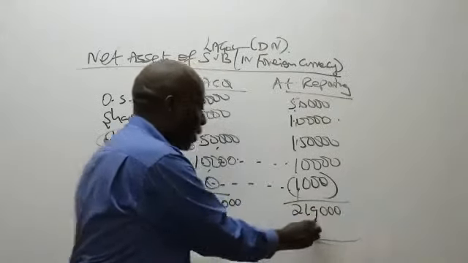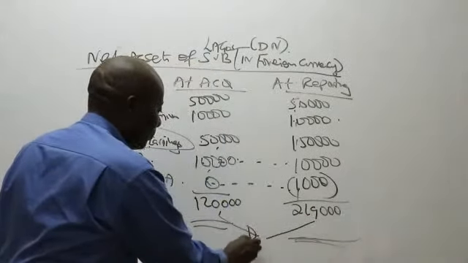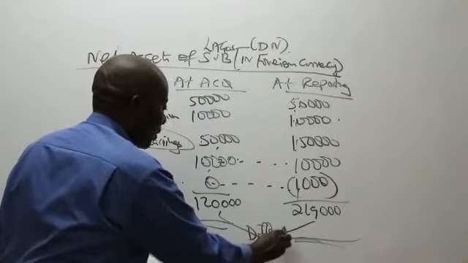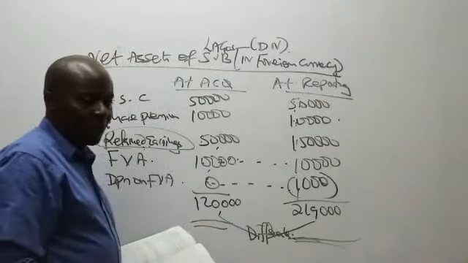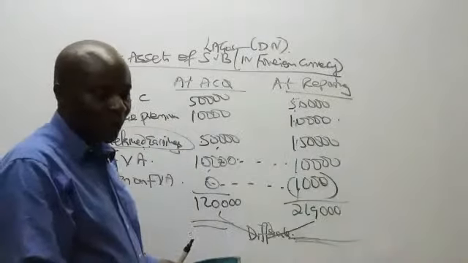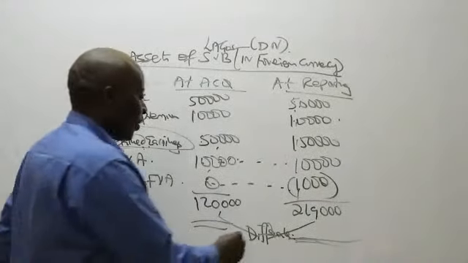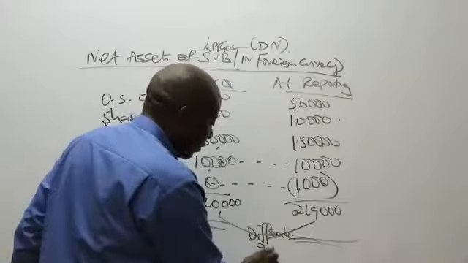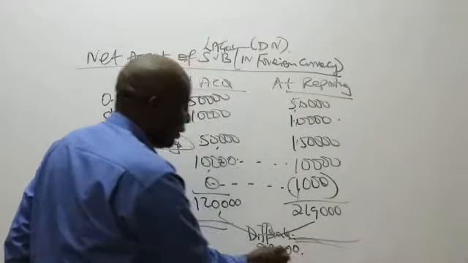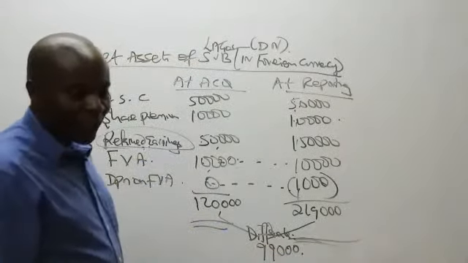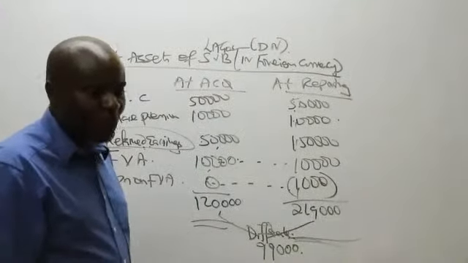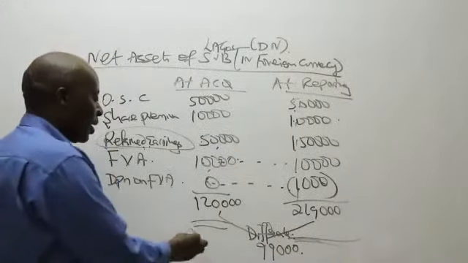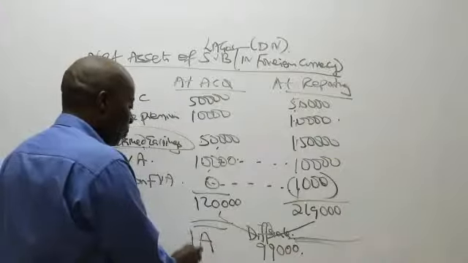219,000. So could you kindly give me the difference between the two? 99,000. So I'm being given a figure of 99,000 here. What name do we give to this difference? It's POP. Thank you very much, Robert. This is POP.